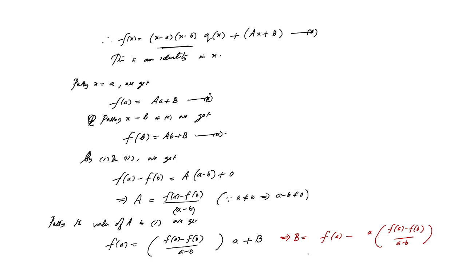So that means that will be a f(b) minus b f(a) by a minus b. So we got the value of a and b. So therefore a is basically f(a) minus f(b) by a minus b.